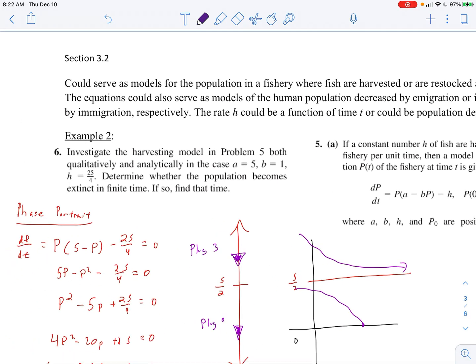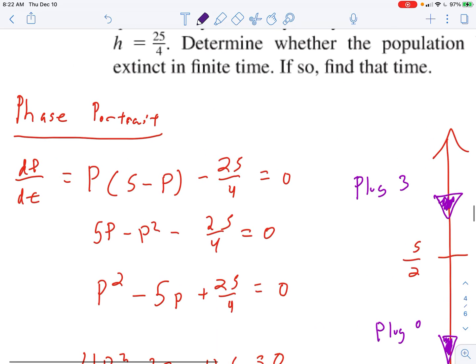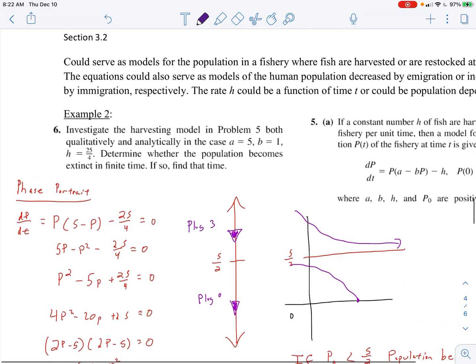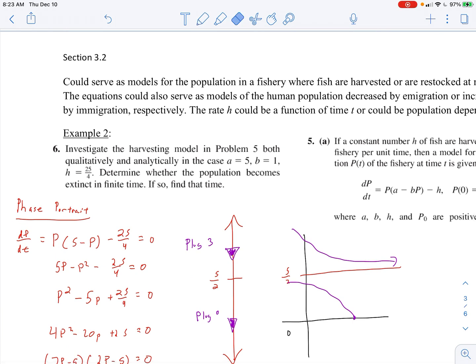So the first thing that we're going to do is draw a phase portrait to see where our differential equation is tending to, because if we're tending toward a certain population, then that tells us what the carrying capacity would be, and if we are above or below this initial starting point, will we eventually become extinct. Starting off with the phase portrait, all I did was substitute in for A and B. So A was 5, B was 1, and H was 25 over 4.